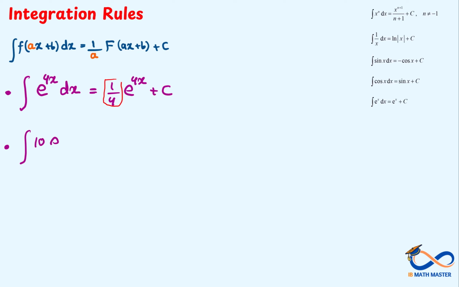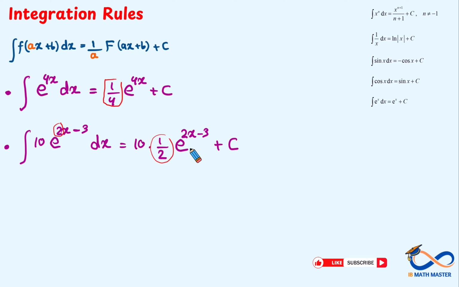Another example now, we have 10 multiplied by e to the power of 2x minus 3. So to integrate this, first we keep the 10 as it is, which is multiplied by the e, but then when we integrate the e, here as we see the coefficient of x is 2. That's why we put here 1 over 2, the coefficient of x. And we multiply by the same e, no change as we see here in the rule. So now 10 multiplied by half will be 5 multiplied by the same exponential function.